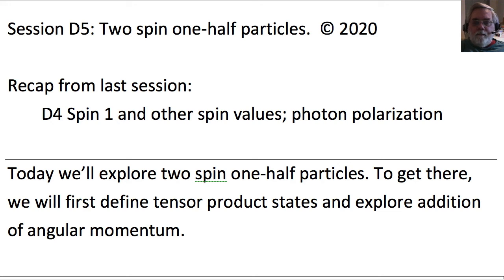This is session D5, 2 spin 1/2 particles. Last lecture, D4, we covered spin 1 and other spin values, and also photon polarization. Previously, we've covered spin 1/2 particles, but as a single particle. Today we'll explore 2 spin 1/2 particles. To get there, we'll first define tensor product states and explore addition of angular momentum.